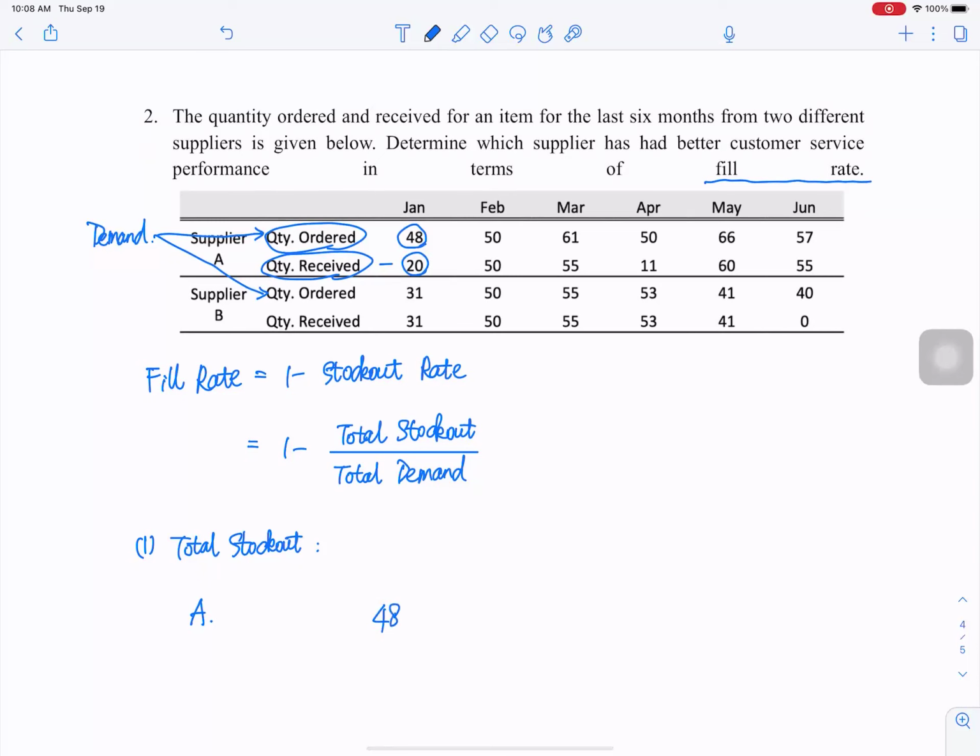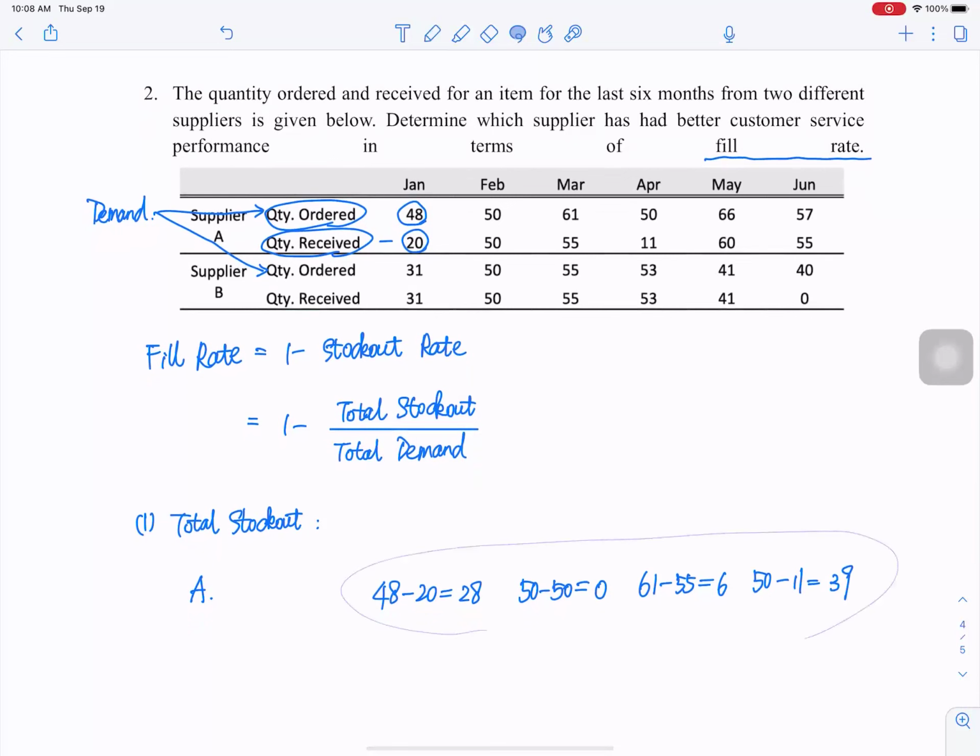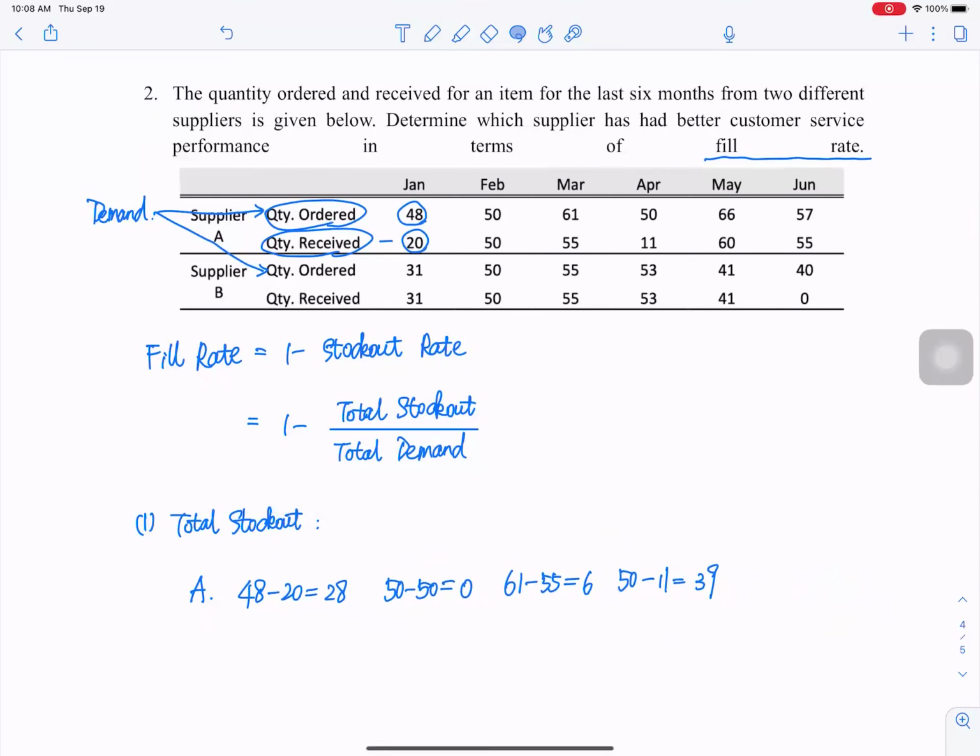For January we have 48 minus 20, which equals 28. And then for February, 50 minus 50, which equals 0. And then for March, we use 61 minus 55, which equals 6. And then April, we use 50 minus 11, which equals 39. And then for May, we use 66 minus 60, which equals 66. And then for June, we use 57 minus 55, which equals 2.